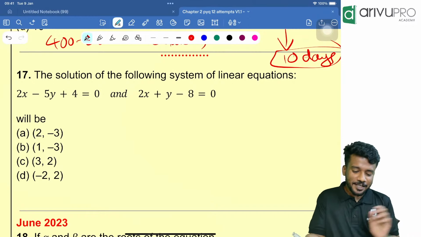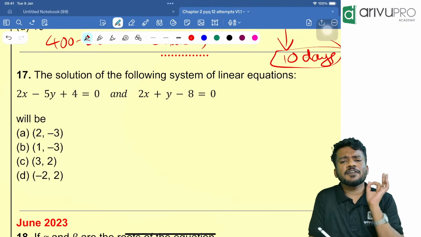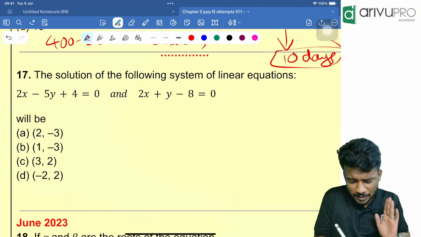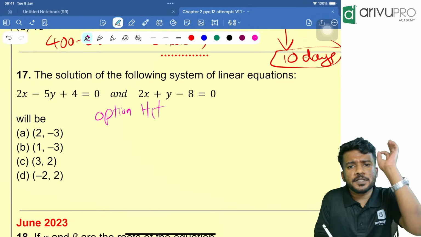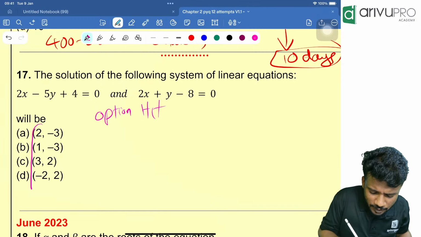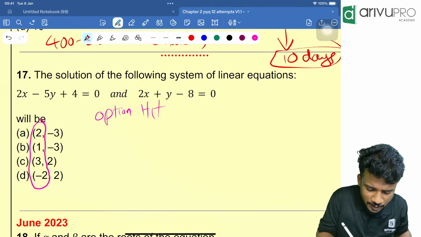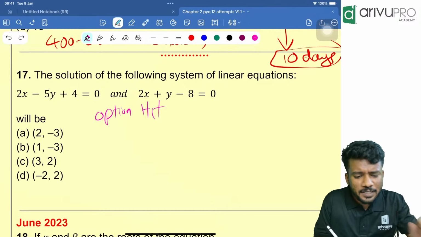Yes, I'm going to solve this. You tell me now. When x and y values are given in the question, what is the method? Option hit. Option hit pannunga, and get me the answer. Now people, these values are what? These are the first one in the ordered pair, the x values, and these are the y values. Are you understanding that? Now option hit and get me the answer.